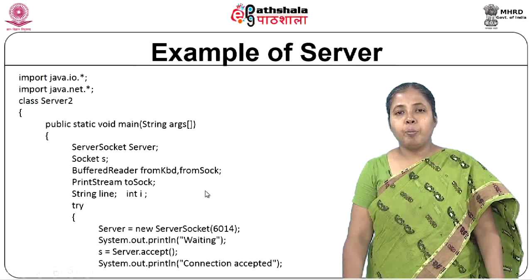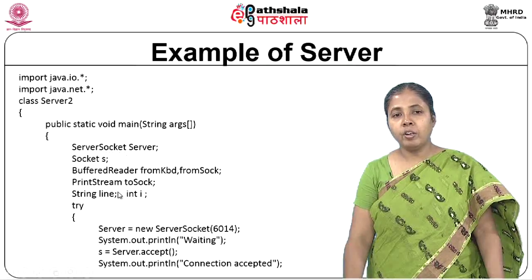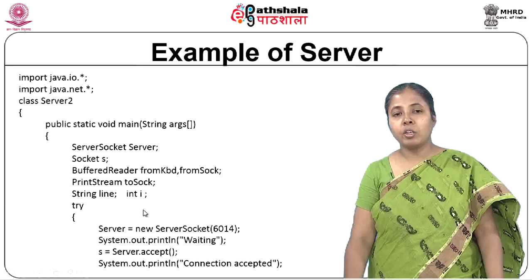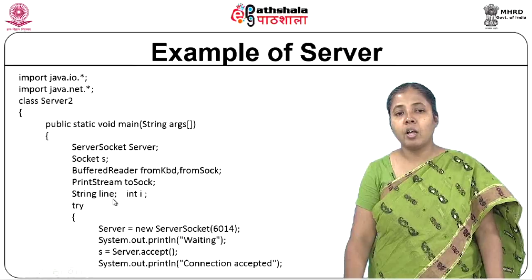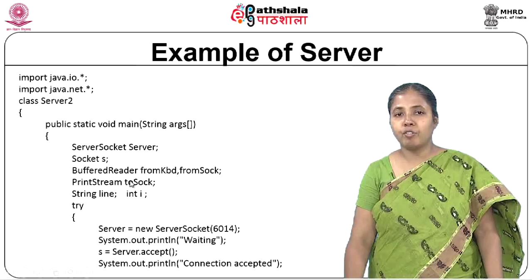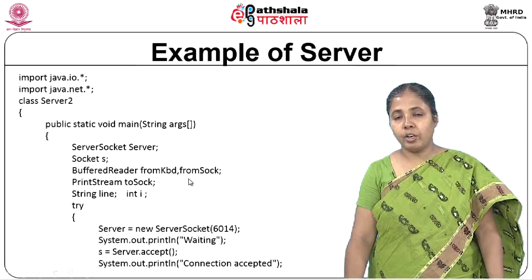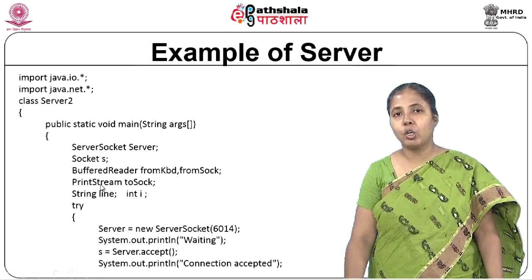So, this is an example of the server. Here you can see we create a server socket, and we create an object to read from the keyboard. We also need an object to read from the socket, and we want to write to the socket. So, we make use of a class called BufferedReader to read from the keyboard, and the same BufferedReader would be wrapped with the input stream of the socket object through which you also read from the socket. PrintStream is a class for writing, where we use the print method defined in the PrintStream to write data to the socket.